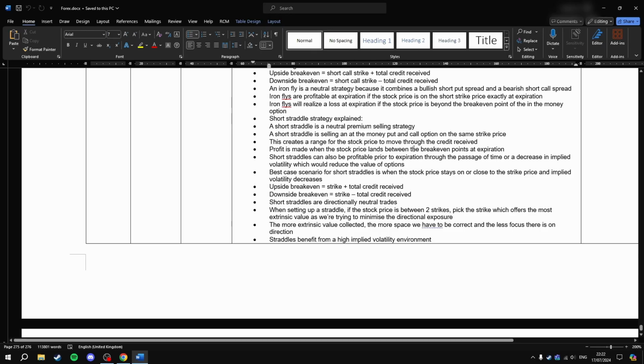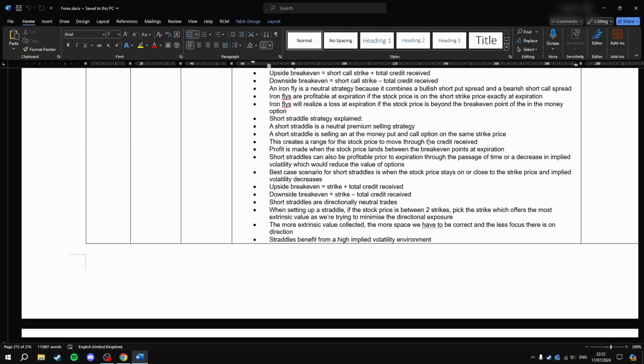An iron fly is a neutral strategy because it combines a bullish short put spread and a bearish short call spread. Iron flies are profitable at expiration if the stock price is at the short strike price exactly at expiration, and iron flies will realize a loss at expiration if the stock price is beyond the break-even points of the in the money option.